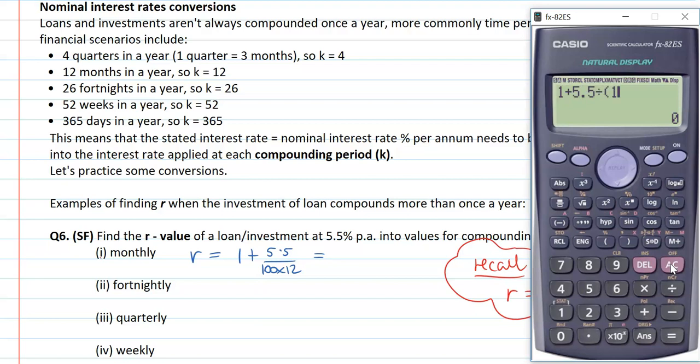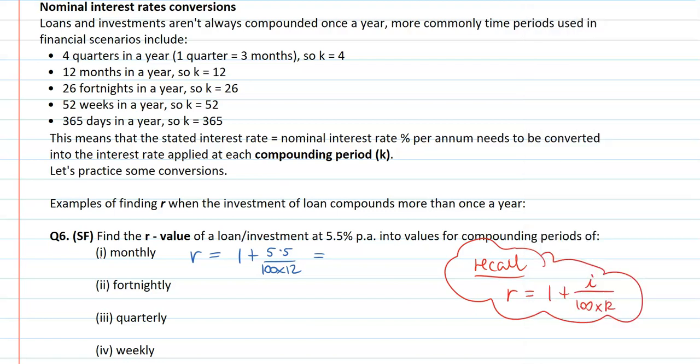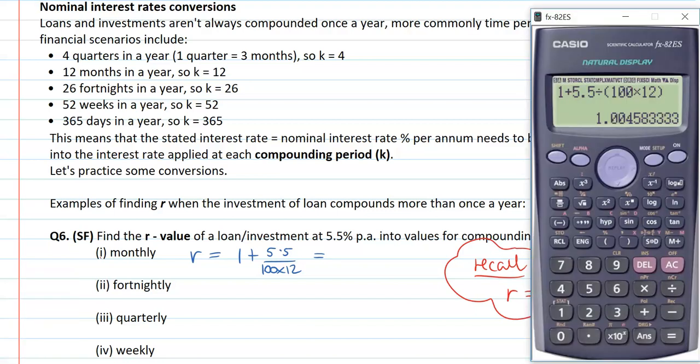Be careful to use brackets when you're including that compounding period. Otherwise you'll get the wrong answer. So that gives us an R value of 1.0046. I'm going to round it up.